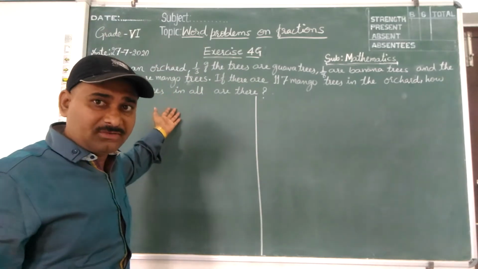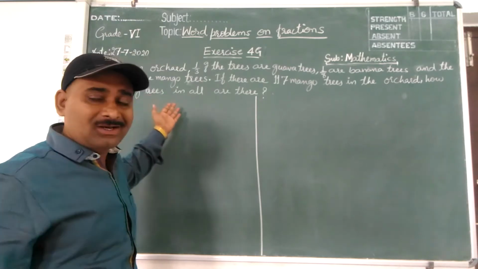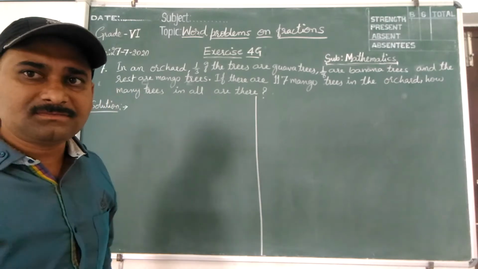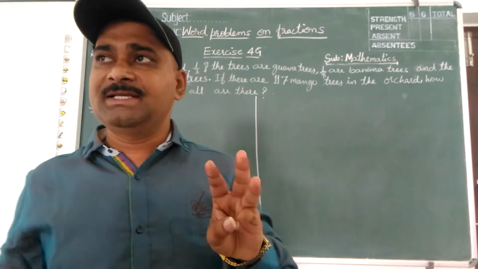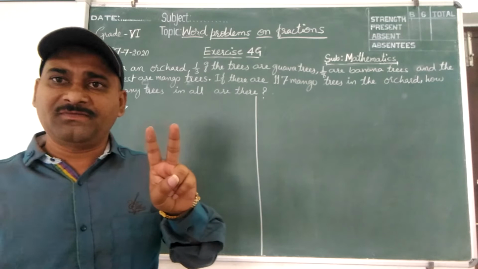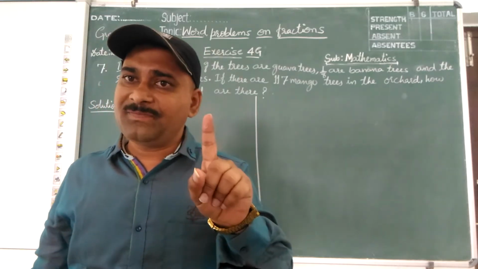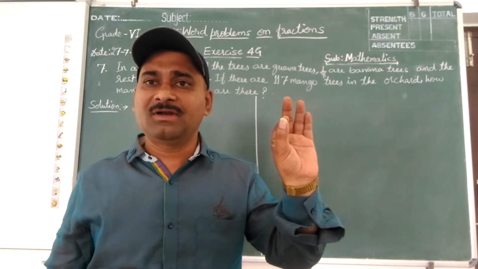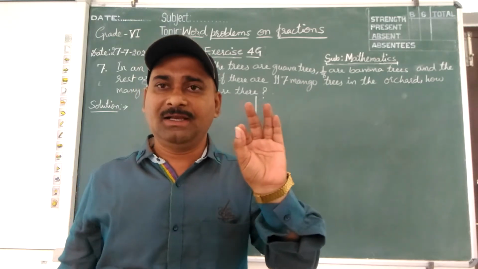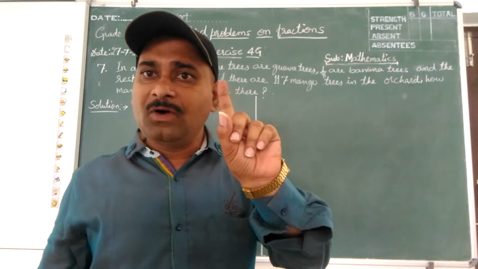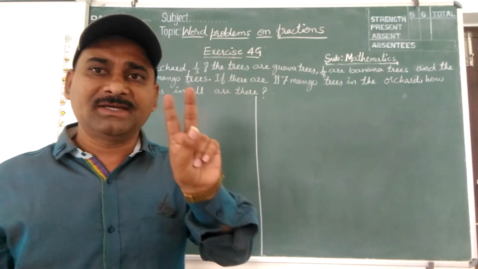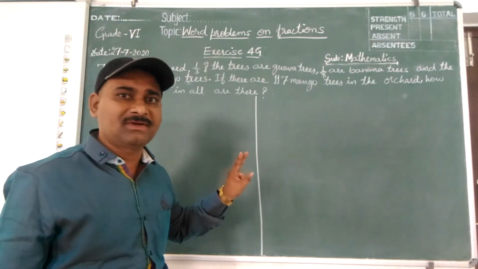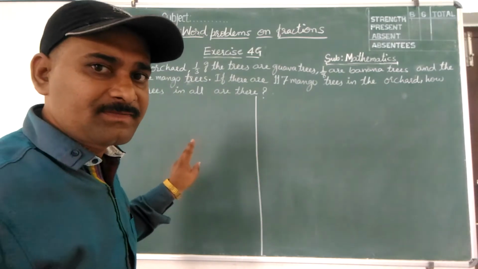Word problem on fractions. In an orchard, 3 types of trees are there. Out of the 3 types, 2 types are given in the form of fractions, and one type is given directly as a number. Which 2 types are given in the form of fractions? These 2.